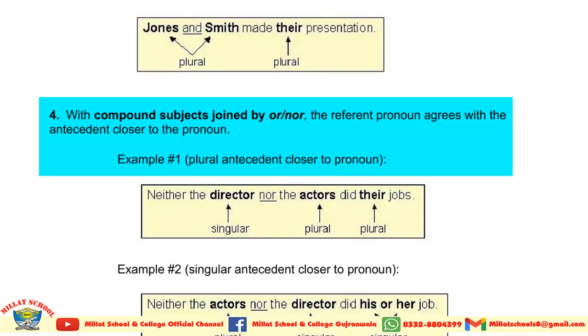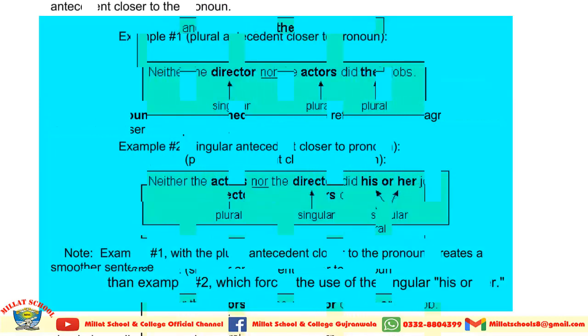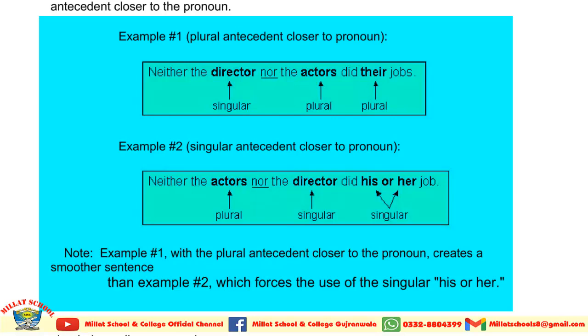With a compound subject joined by or or nor, as the compound subject in which we will join two subjects with the word or or nor, then we will use the antecedent closer to the pronoun. For example, example number 1 and example number 2 are given to you to clear your thinking and your concept. Example number 1 is, neither the director nor the actors did their jobs. Here director is singular but the actors are plural. So we have used the word their as a plural referent for the sentence.